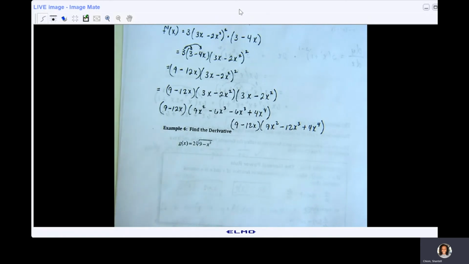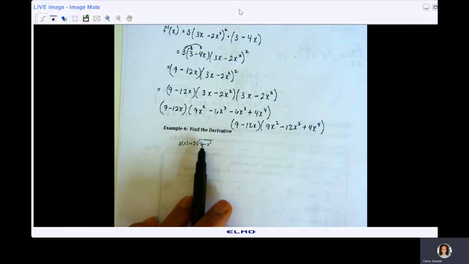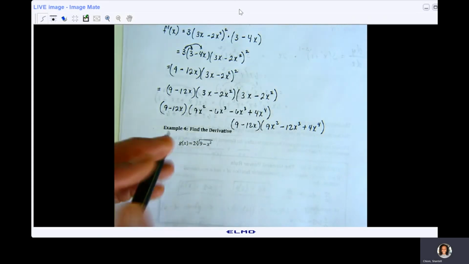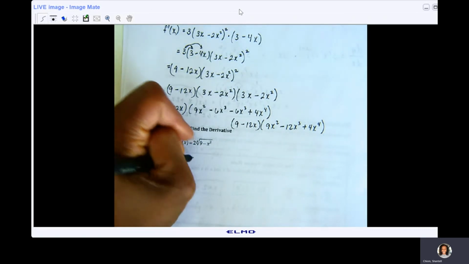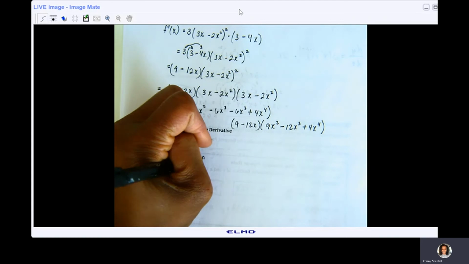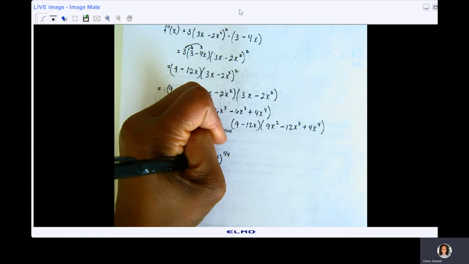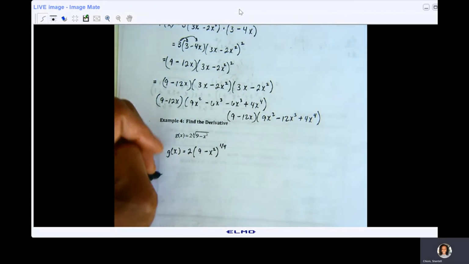But these are pulled from homework, they're similar. Number 4, you've got g of x equals 2. This is a multiple of 2 here, a constant multiple. And then you got the fourth root, that little 4 is the index, fourth root of 9 minus x squared. Okay, so the first thing we do is we write that root, that radical, as a rational exponent. So g of x equals 2, parentheses, 9 minus x squared raised to the 1/4 power. Remember, radicals can be written as rational exponents. Now we're ready to take the derivative.